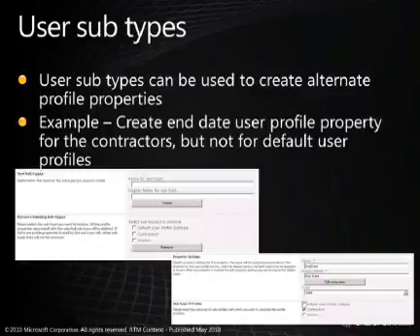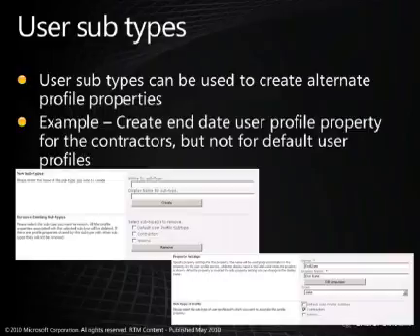User subtype is a really interesting functionality available to differentiate user properties based on a subtype. This means that you can define profile properties which are only present for certain people and not available for default profiles. Contractors are a really good example. We could define an end date for their profile, but since the end date would not be meaningful for full-time employees, we don't need to create it in their profile.